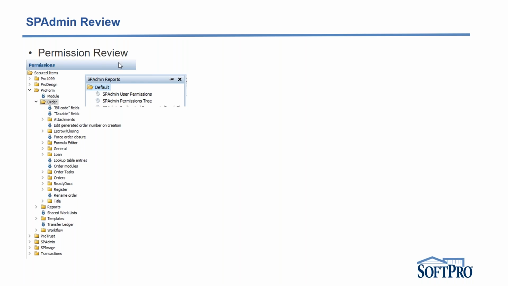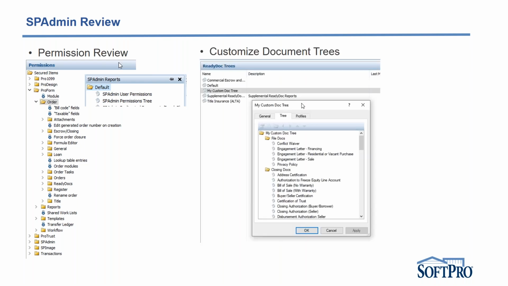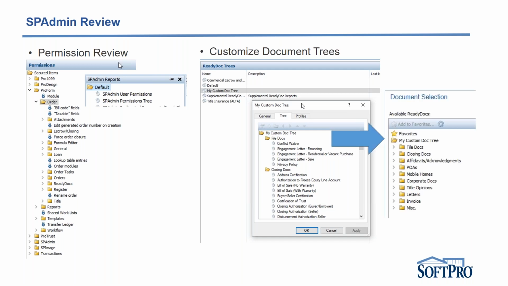revamp those permissions. We also do a lot with customizing document trees so your users only see the documents in the order that are applicable to them or to that profile and that structure.